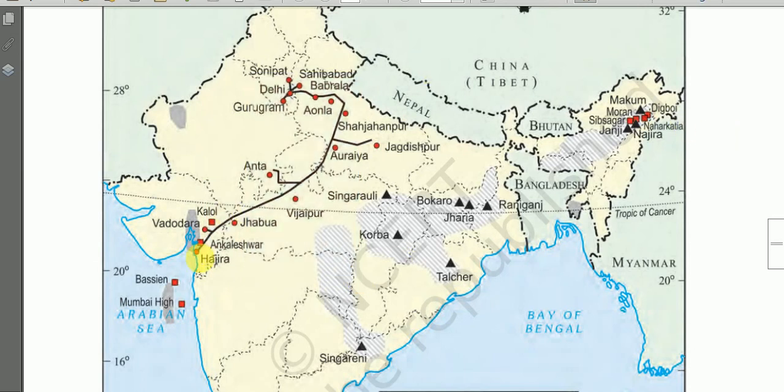Hazira is here, then Bijaypur in Madhya Pradesh, and Jagdishpur in Uttar Pradesh. So this is the pipeline. This is the famous 1,700 kilometer long pipeline carrying natural gas, and so it provides raw materials to different industries.